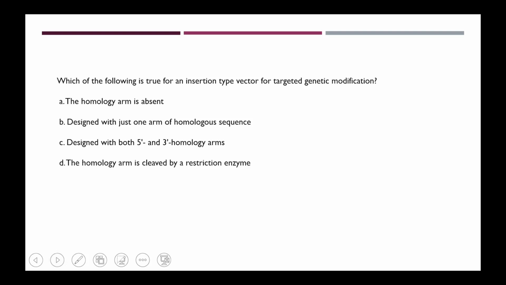Which of the following is true for an insertion type vector for targeted gene modification? Okay, the homology arm is absent. Is it correct? In the insertion type vector, the homology arm is absent. Is it true or not? Okay. Second is designed with just one arm of homologous sequence. True or not?